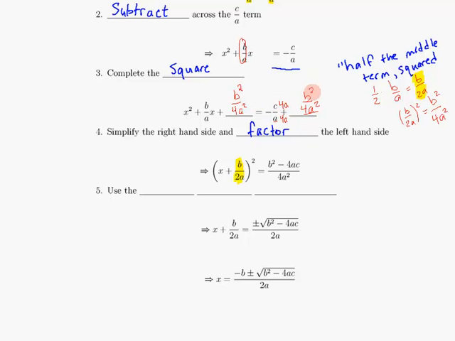Up here I end up with a 4ac. Up here I end up with a b squared. This is negative, so I can write that as b squared minus 4ac. Now you begin to see something coming into focus here, because b squared minus 4ac, that's the discriminant. We've seen that before in our quadratic formula. Now, finally, we use the square root property.